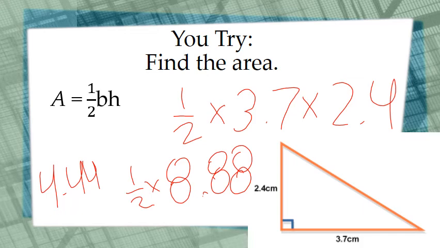We still need to write the unit, and we still need to write squared. Remember, if it doesn't give you the unit, you can just write out the word units and then put the little 2, units squared. That's what that means. But in this case, it gives us centimeters, so it's centimeters squared, and the area of this triangle is 4.44 centimeters squared. You took 1/2 times the base times the height of the triangle, and you ended up with 4.44 centimeters squared. That's the area of this triangle.